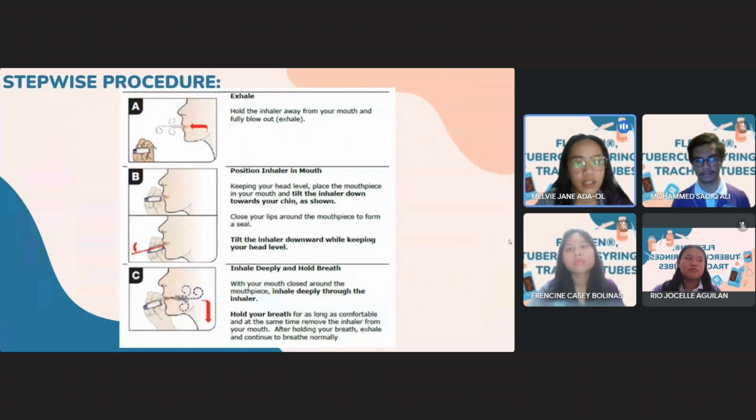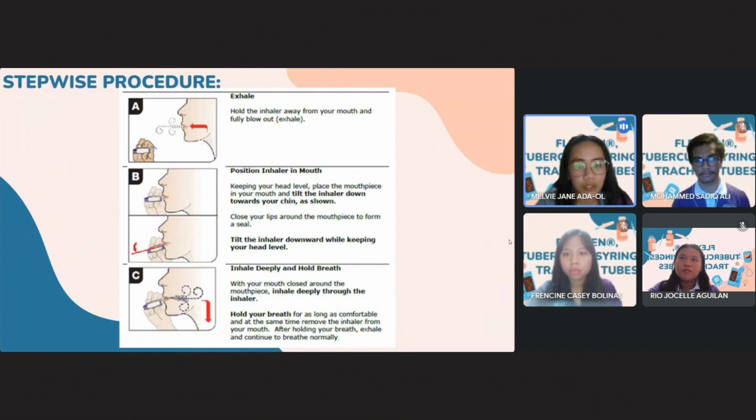And using the endotracheal tube, first, hold the inhaler away from your mouth and fully blow out or exhale. Next, keeping your head level, place the mouthpiece in your mouth and tilt the inhaler down towards your chin as shown in the picture. Close your lips around the mouthpiece to form a seal. Tilt the inhaler downward while keeping your head level.